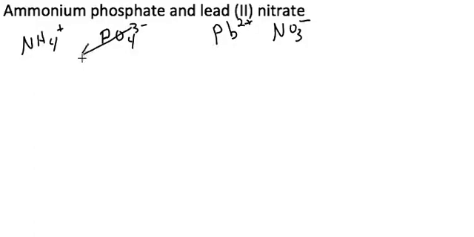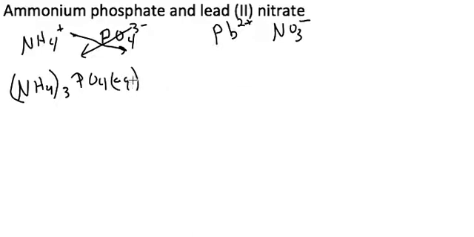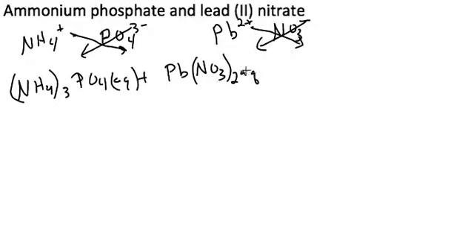So we're going to cross our charges to make our aqueous ion pairs. So we will have NH4, and since it has to balance out phosphate, which is a 3-, we're going to have NH4 taken 3 times, PO4, and it's aqueous because that's what we're starting out with. We're going to be mixing this with lead-2 nitrate, so we have Pb, we're crossing our charges, Pb, and then we will have nitrate taken twice, and it's also aqueous.